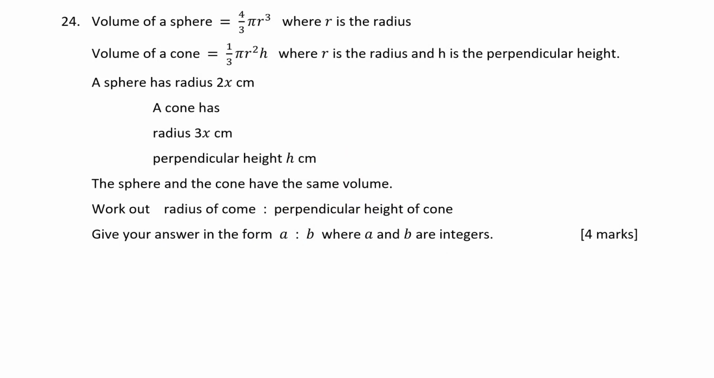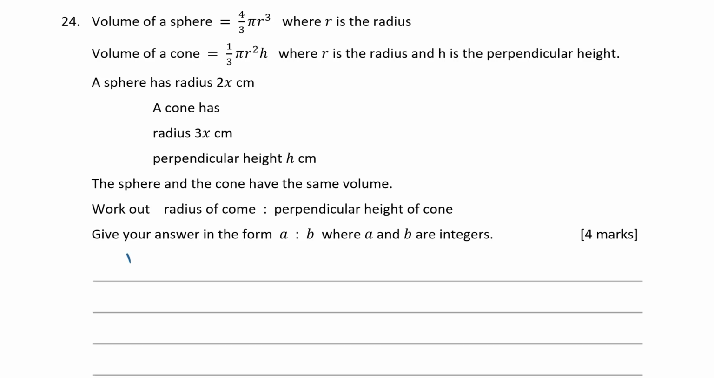Question 24. We've been reminded of the volume of a sphere and volume of a cone formula. And then we're told a sphere has radius 2x centimeters and a cone has radius 3x centimeters with a perpendicular height of h. The sphere and the cone have the same volume. Work out the ratio of the radius of the cone to the perpendicular height of the cone. Give your answer in the form a to b, where a and b are integers. Okay, what a fun question. So, where to start? Should we start with the sphere?